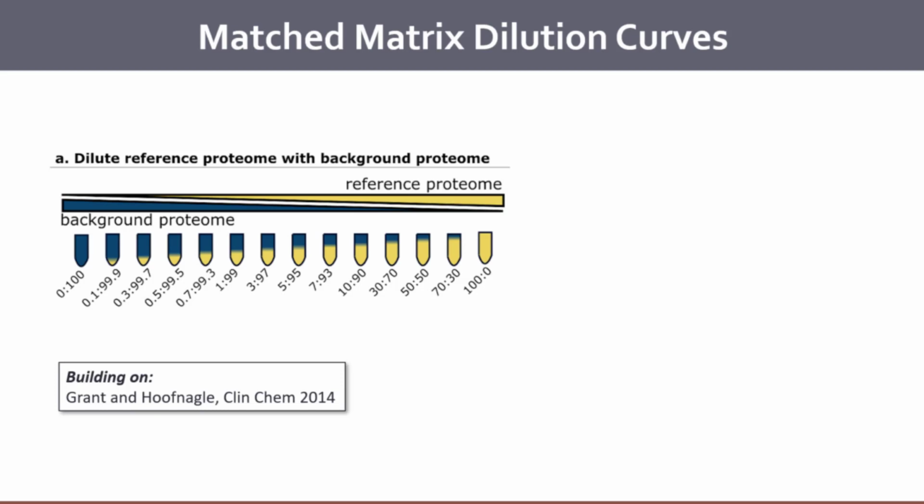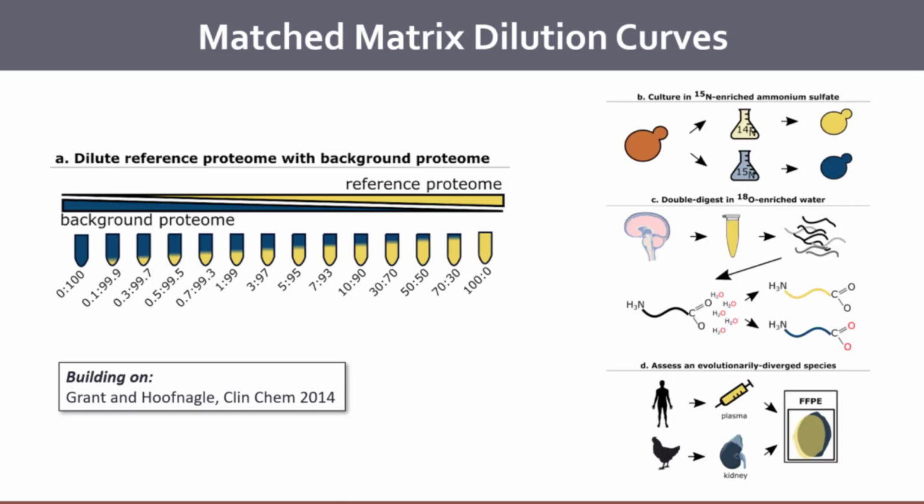So we've decided to figure out ways in which we can do this in DIA experiments, really complicated matrices. Lindsay Pino in our lab, using methods developed in collaboration with Olga's lab for determining the limit of detection and limit of quantitation, decided to build on methods based on this 2014 paper from Russ Grant and Andrew Hoofnagle, where they suggested taking a reference proteome and making dilutions in a similar complicated background proteome.